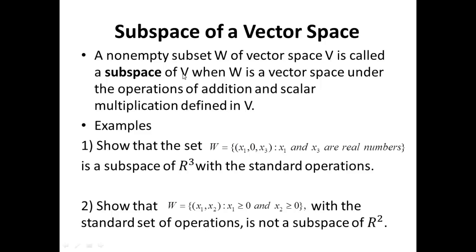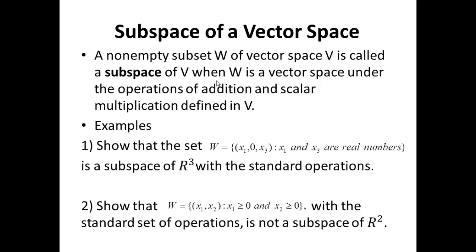Definition. Non-empty subset. That's the first condition W must satisfy. So a non-empty subset W of a vector space V is called a subspace of V when W is a vector space under the operations of addition and scalar multiplication defined in V. What that actually means is that W is a subspace of V if W is also a vector space.